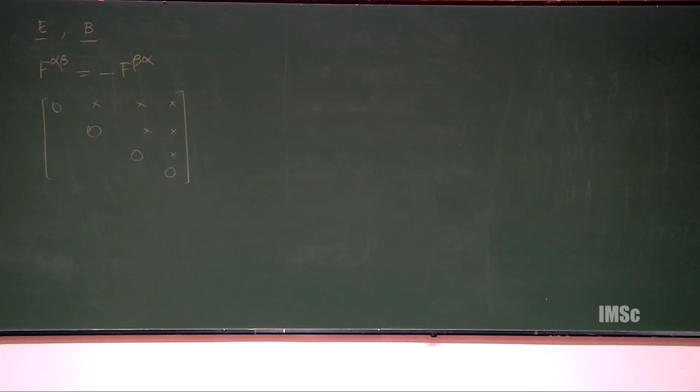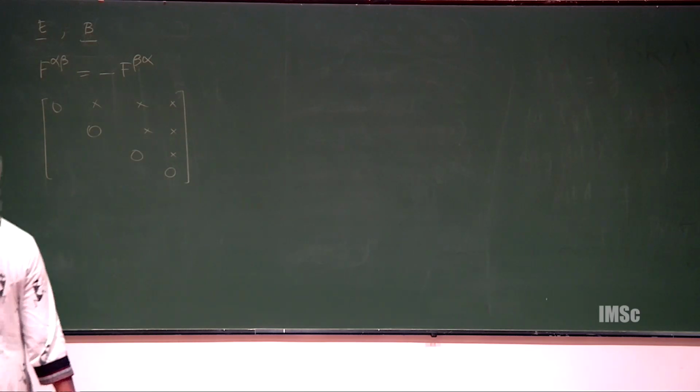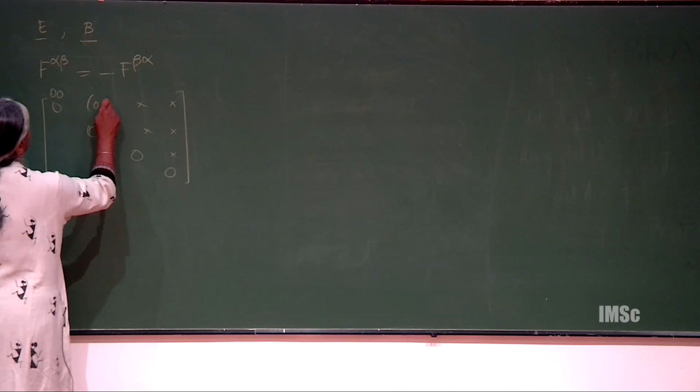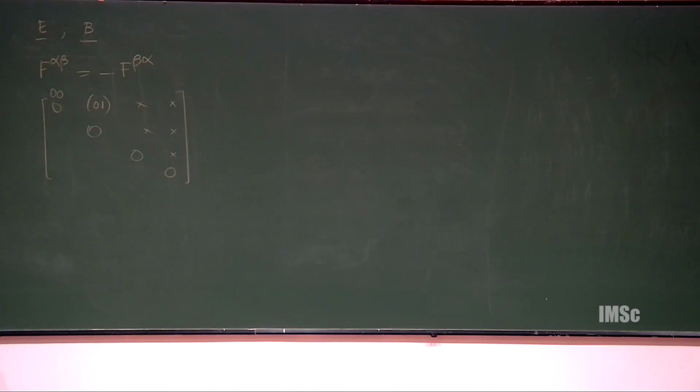What is negative? Transpose is negative. So where is the transpose? Suppose this is the 0, 0 element, this is the 0, 1 element, right? So what can I say? If I know the 0, 1 element, what else will I know? What will be the 1, 0 element?